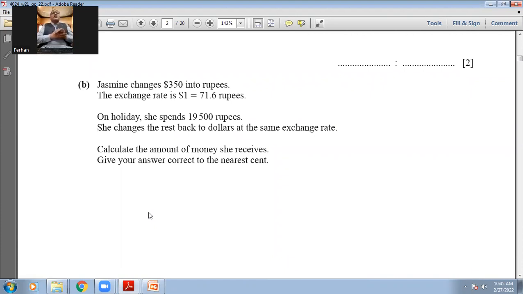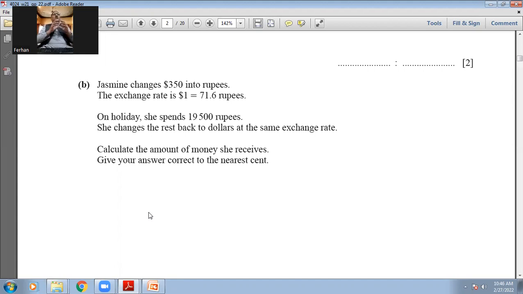Jasmine changes $350 into rupees. The exchange rate is $1 equals 71.6 rupees. On holiday, she spends 19,500 rupees. She changes the rest back to dollars at the same exchange rate. Calculate the amount of money she receives. Give your answer correct to the nearest cent.